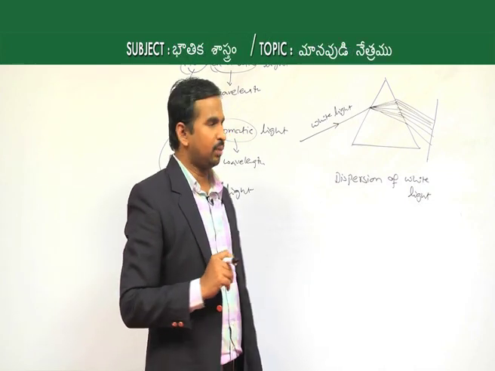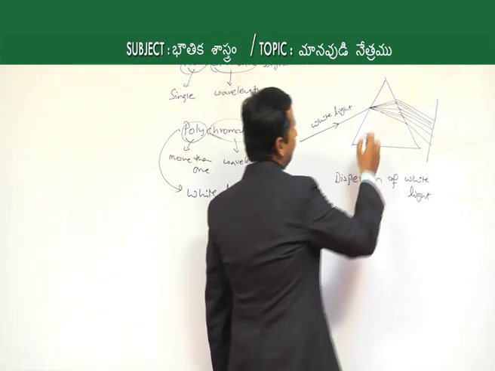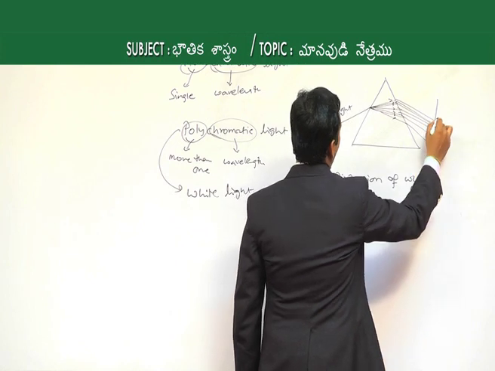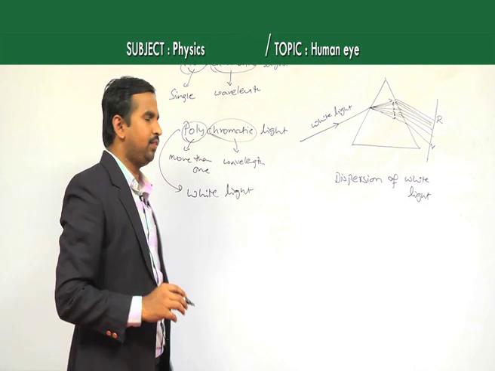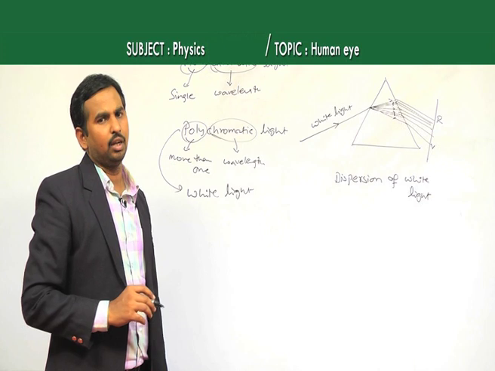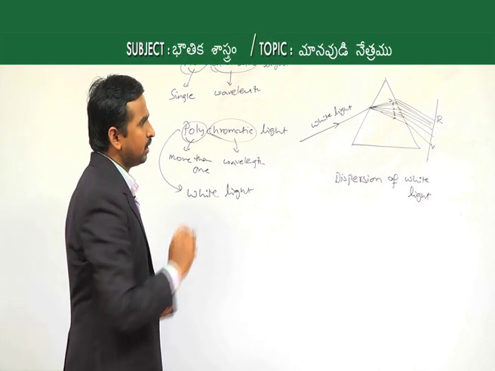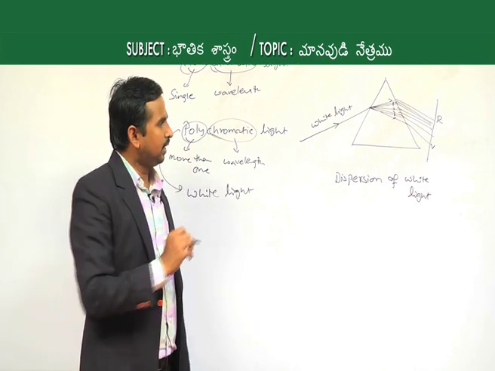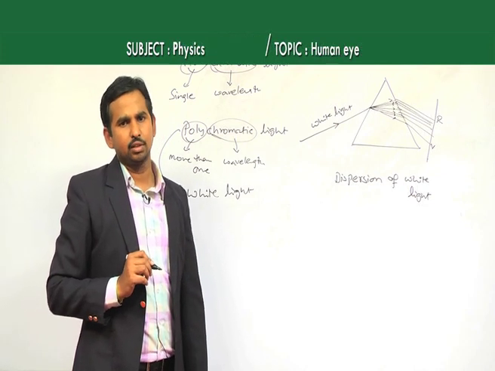Remember, in refraction through a glass prism, the most deviated light ray is violet and the least deviated ray is red. Red light has the maximum wavelength, whereas violet has the minimum wavelength.